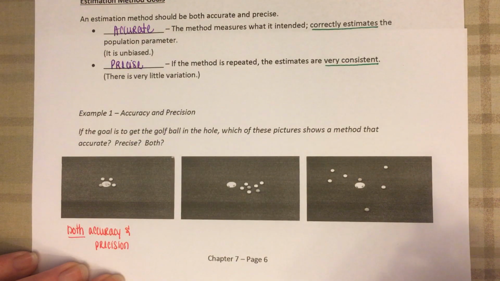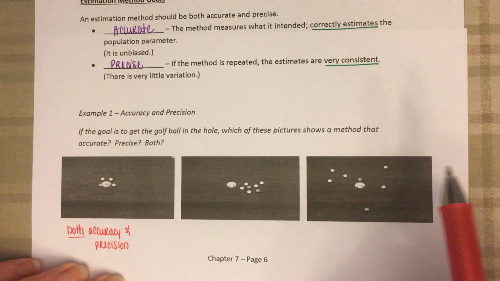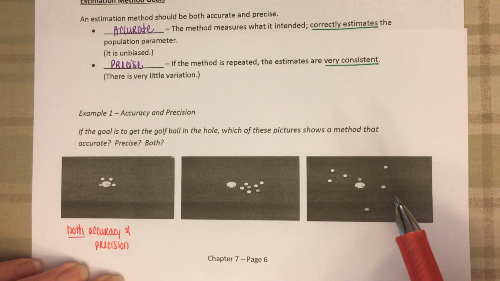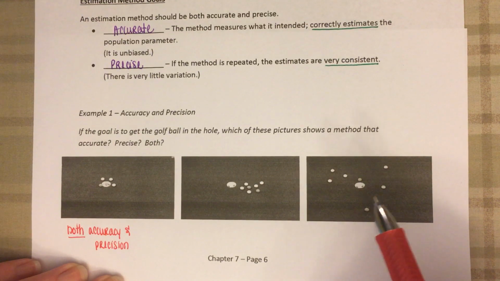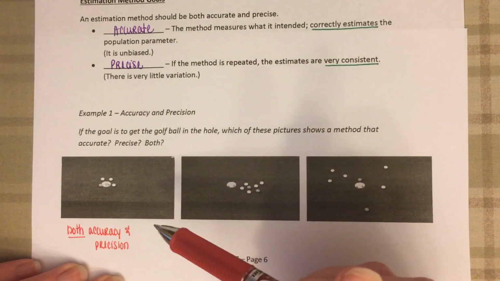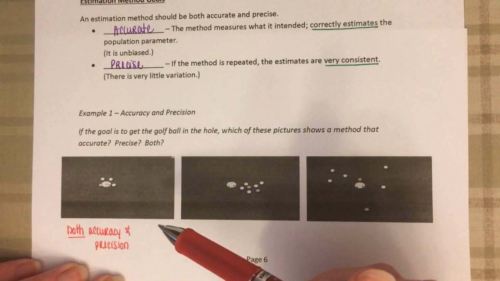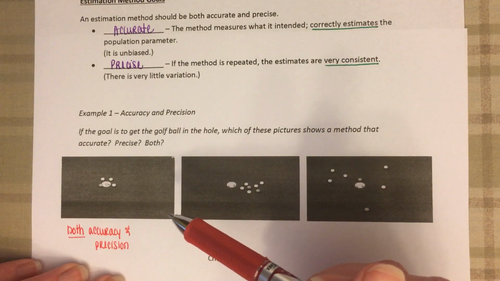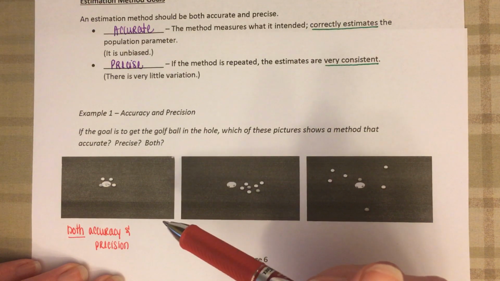We see accuracy. Again, accuracy measures or decides if it is a correct estimate. It measures what it is intended. And then precise means it's very consistent. So in this case, accuracy would be actually getting the ball in the hole. And then the precision is that, even the ones that missed don't miss by much. It's very consistent results.